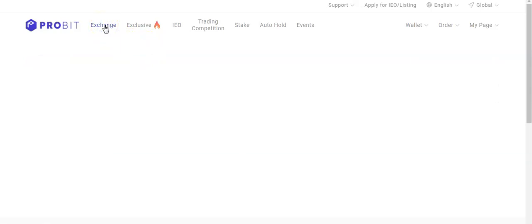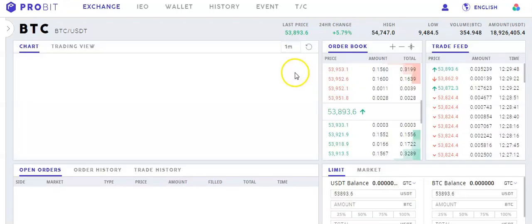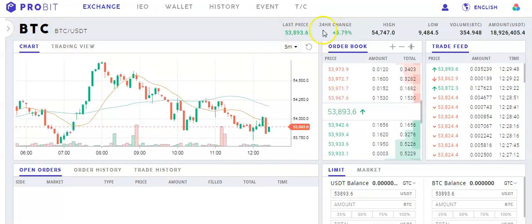Mind you, I'm doing this for the first time, so please bear with me. My laptop is a bit slow. It's running out of resources, so it might take a little longer than I would like. By default, it always shows Bitcoin, the last price, the 24-hour change, the high, and this is the order book, and this is the trade history. The trades as they happen in real time, they show up right here.